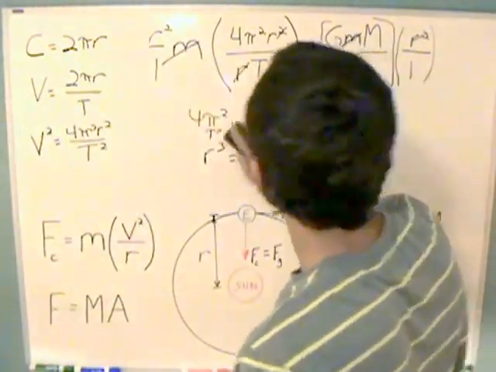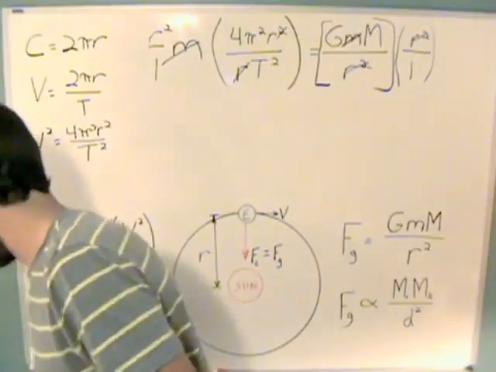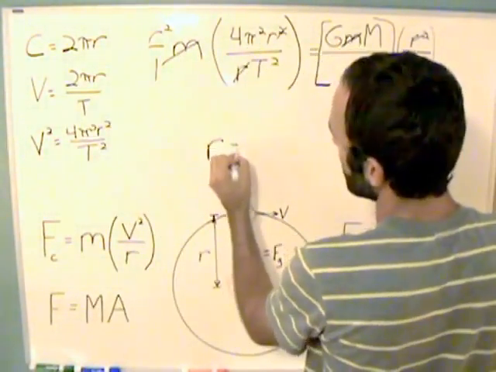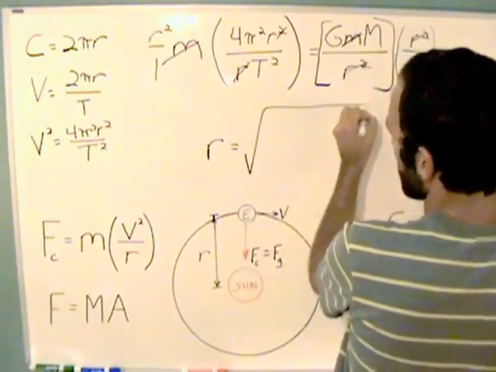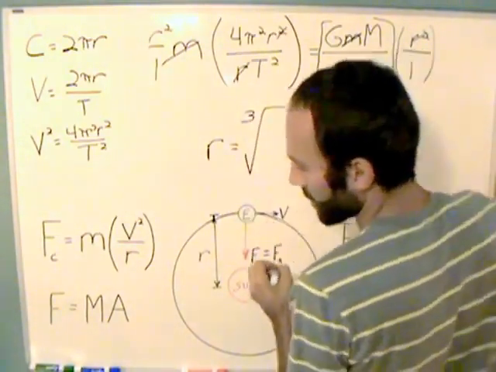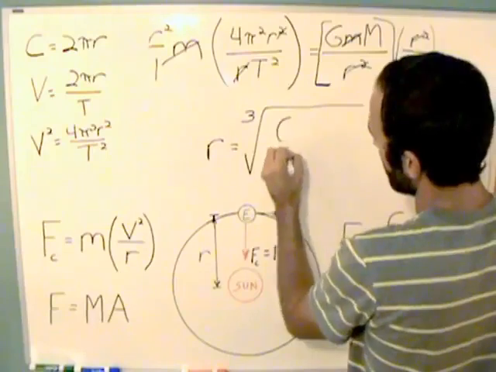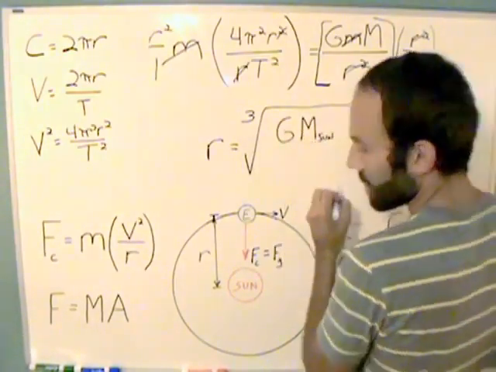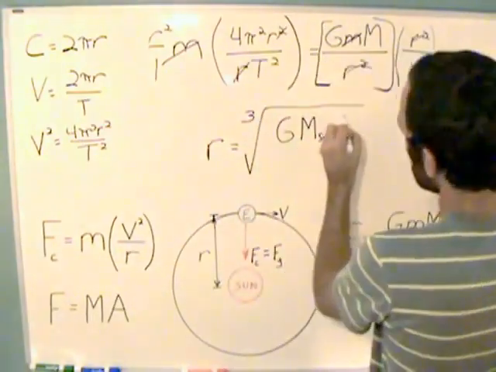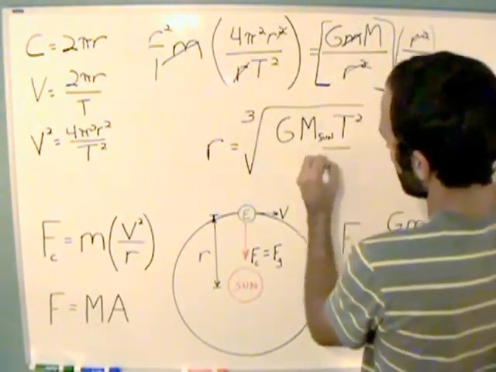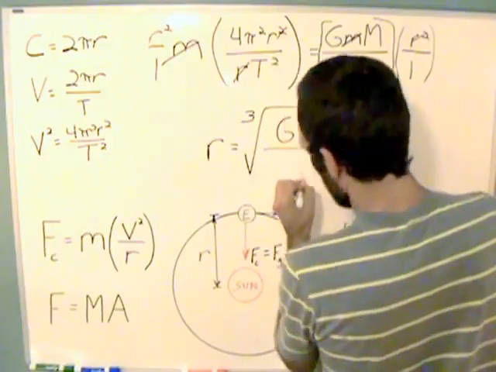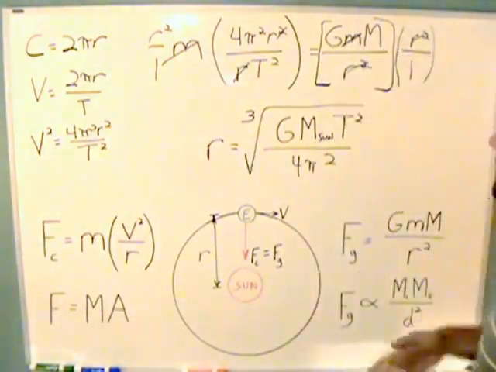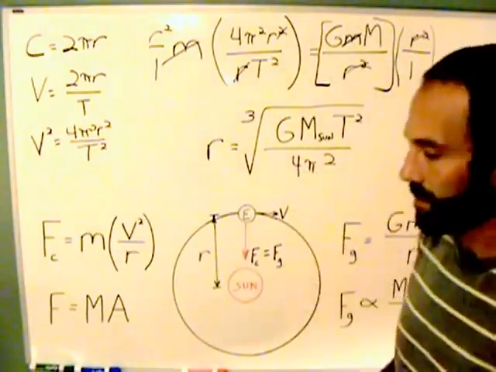Instead of doing all the algebra for you, I've already done it, and if you look this up, this is the period equation. R ends up being, so I'm not boring you with all the algebraic steps, the cube root of the gravitational constant times the mass of the Sun times the period squared over 4 pi squared. That's what this breaks down to. You can solve for r.